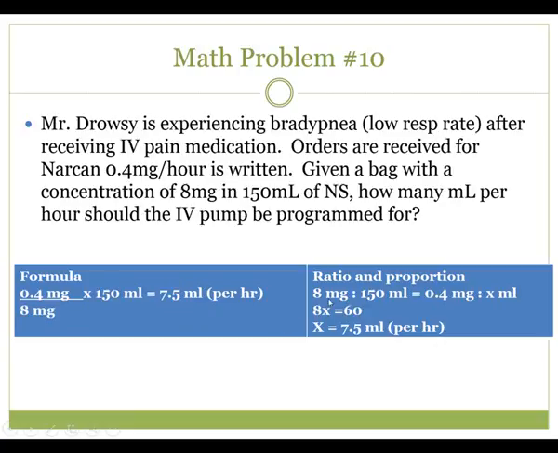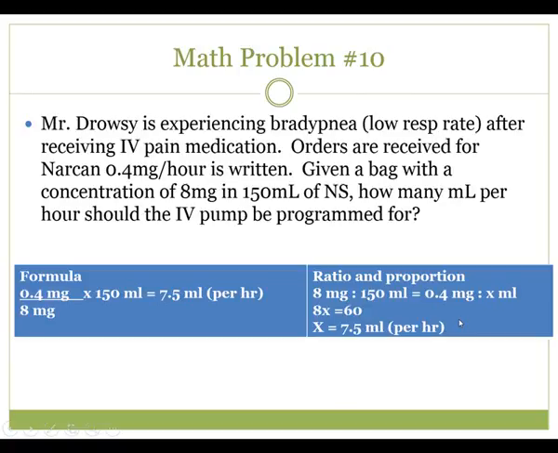Ratio and proportion, you would say 8 milligrams is to 150 mils, as 0.4 milligrams is to X mils. Solving for X, it turns out that 0.4 milligrams is in 7.5 mils of medication, so I would give him 7.5 mils of that drip every hour. It's asking how many mils per hour, because we have to program the pump, so I would program it at 7.5 mils per hour.